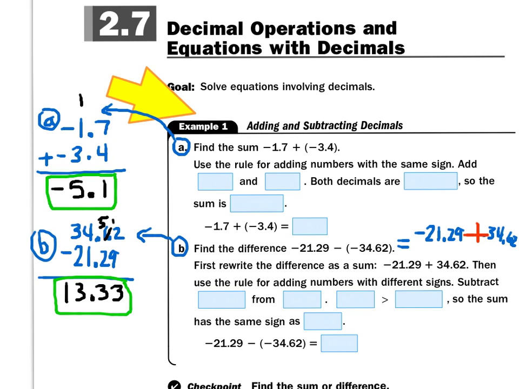Now when you're adding and the signs are different, remember it's a battle. The positives are going to win. So I put the positives on top, the 34.62. I put the losers on the bottom, 21.29, and I subtract. And that gave me 13.33. Remember, my answer is positive because the positives had more.